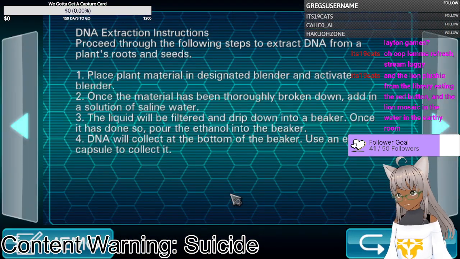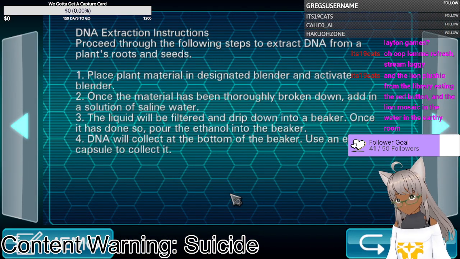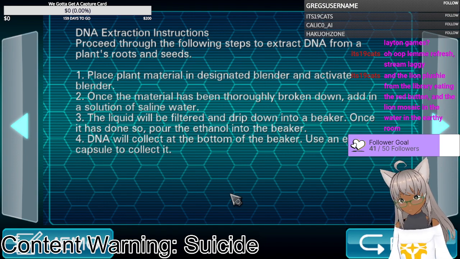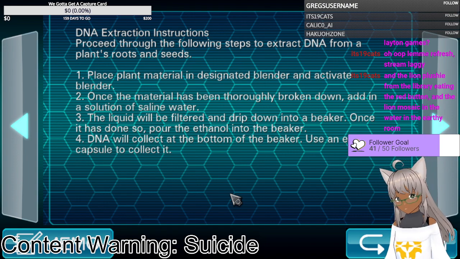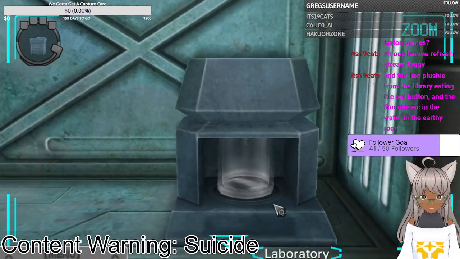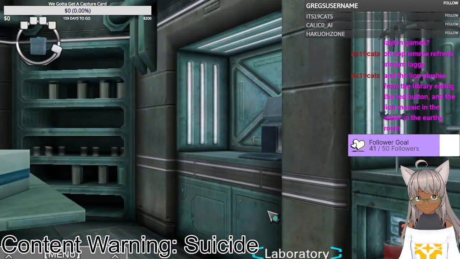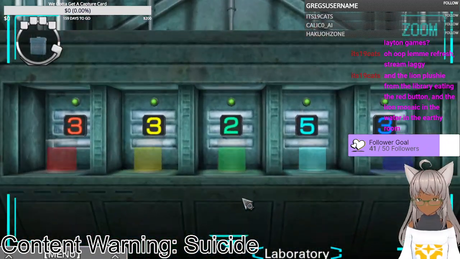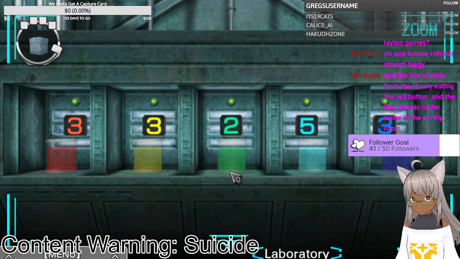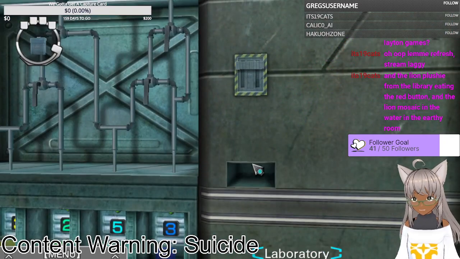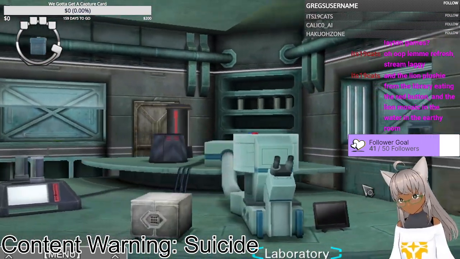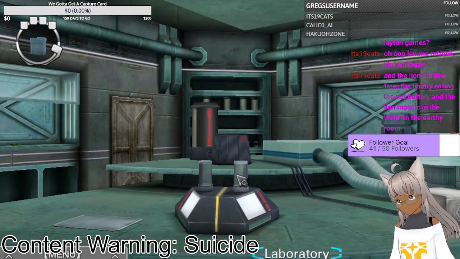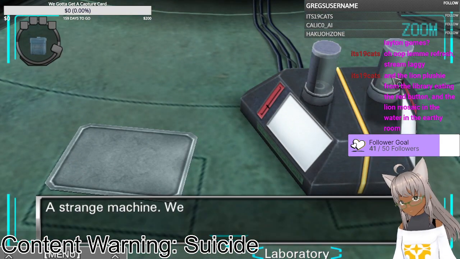Let's read this one. We didn't read it yet. To extract DNA from the plant's roots and seeds. Place plant material in designated blender and activate blender. Plant material. The plants are down here? Where's the plants? Is this... What is this?